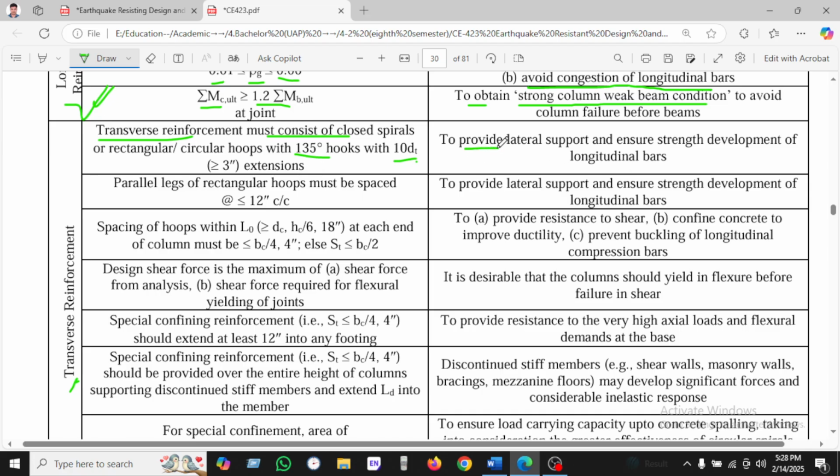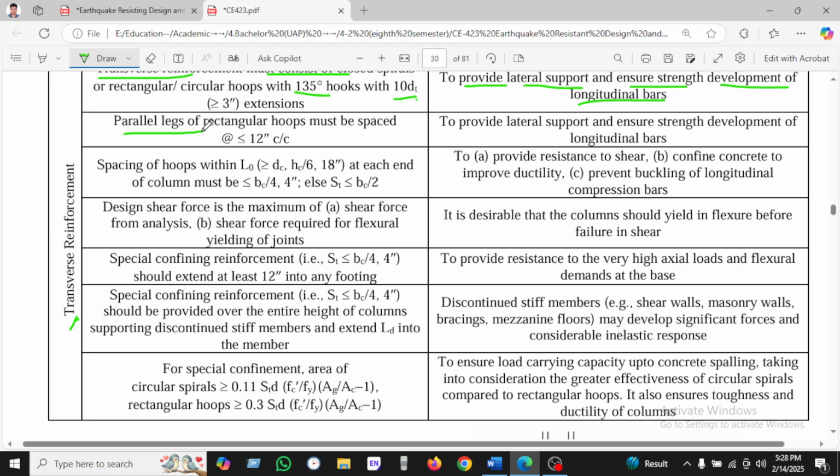The explanation is to provide lateral support and ensure the strength development of longitudinal bar. Parallel legs of the rectangular hoops must be spaced less than 12 inches center to center. Okay, so provide lateral support and ensure the strength development of longitudinal bar.